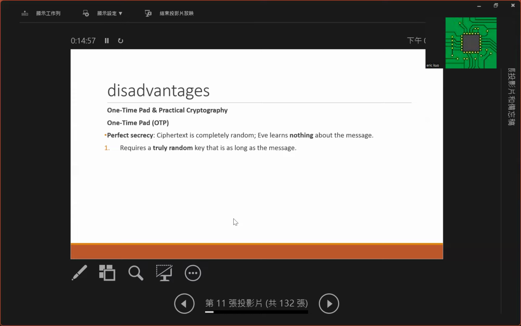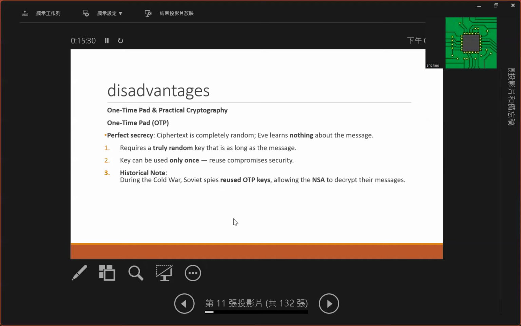But there are disadvantages. It requires a truly random key, and the key needs to be as long as the message. If I want to send a large message, I need a large key, and the key can be used only once. If I send many messages with the same key, someone can try all the possible keys and get the message back. It is similar to the shifting method, but with more possibilities.